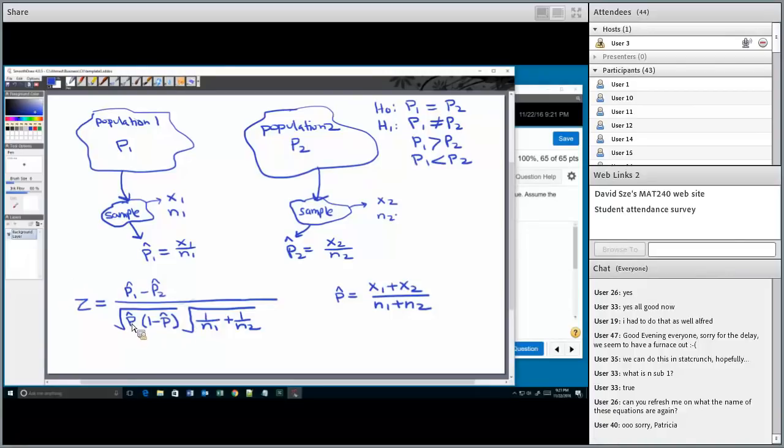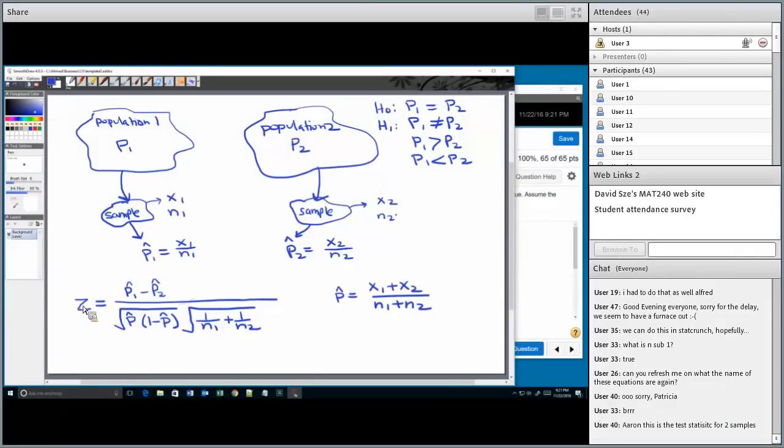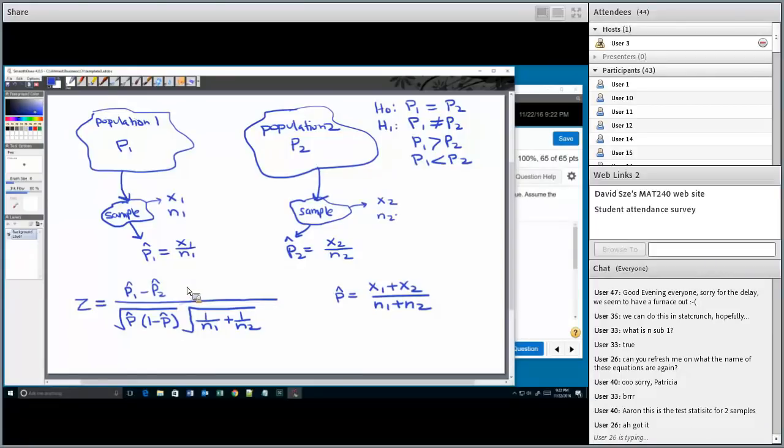So, the easiest thing to remember here is that, well, there's really nothing easy to remember here, but the one thing to remember is that last week we were considering this P1 hat minus some value. Well, this time, instead of the value, we have the second proportion. And then the rest of the equation is set up this way. Okay. This is the equation for test statistic Z, which is the test statistic for proportions. It's a two sample test statistic for proportions. Okay, so this is the equation to remember.